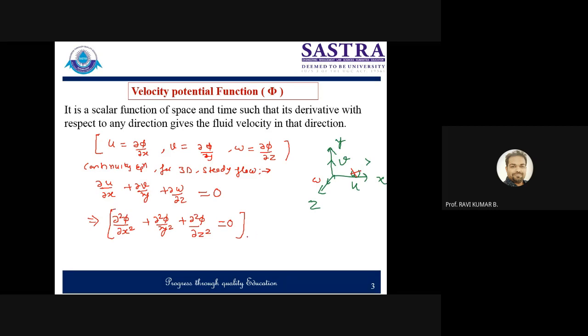This equation is basically known as the Laplace equation on phi. So we can say that the velocity potential function will exist only if it satisfies the Laplace equation on phi. This is the necessary condition. Any possible flow must satisfy the Laplace equation on phi. If it is not satisfying this, we say such a velocity potential function does not exist. This is one property. Now we will see the next property.